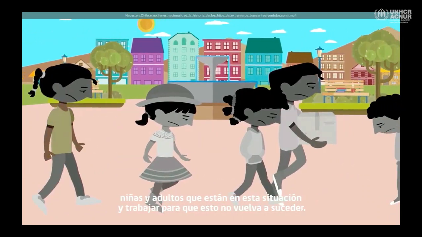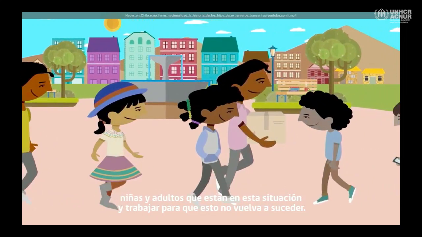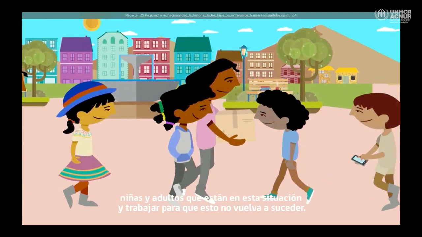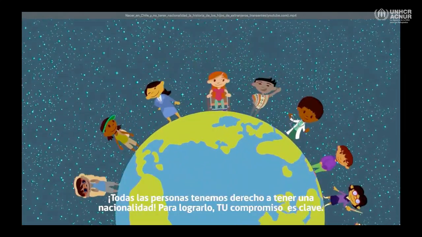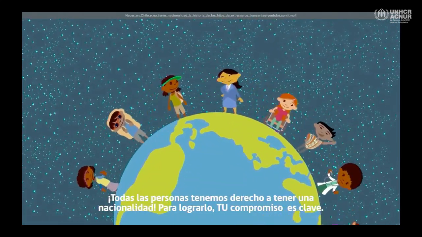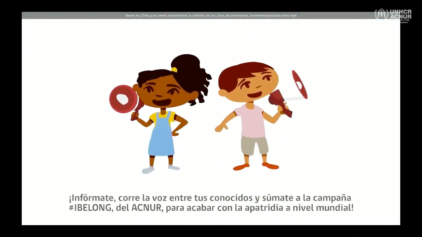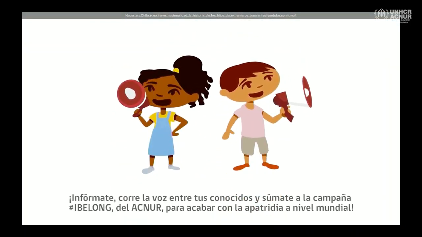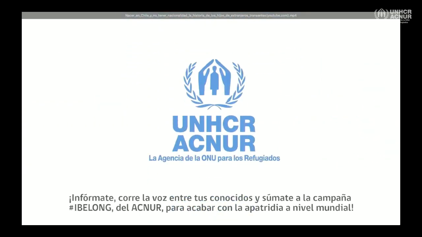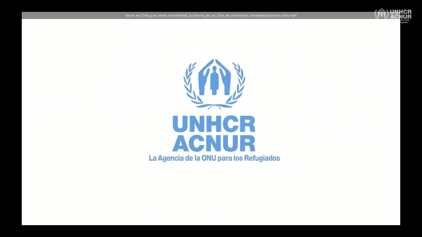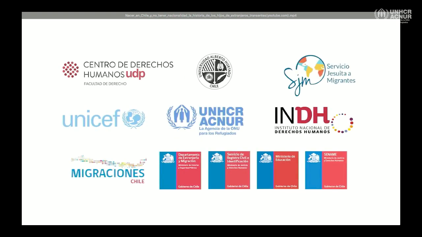We have to find hundreds of children and adults that are all in this situation and work for them never to happen again. We all have a right to have a nationality. To be able to do so, your commitment is a key element. Get informed, talk about this, and be part of the campaign I Belong to End Statelessness at world level.